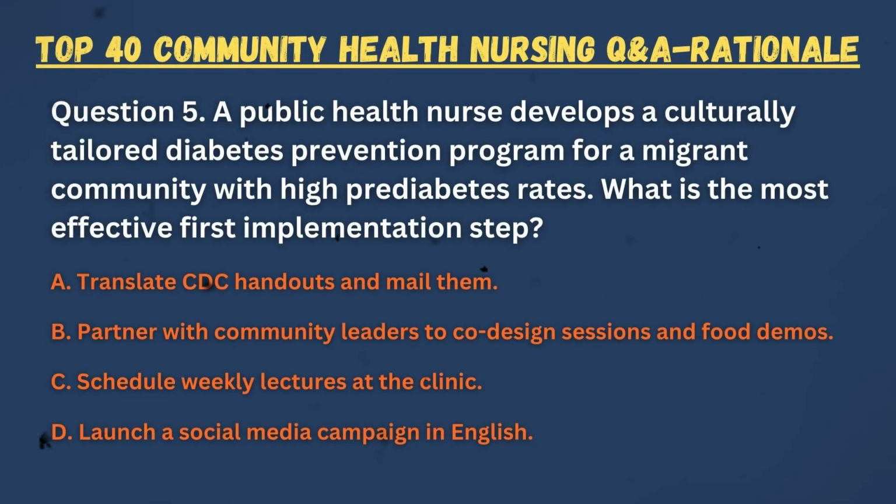Question 5. A public health nurse develops a culturally tailored diabetes prevention program for a migrant community with high prediabetes rates. What is the most effective first implementation step? A. Translate CDC handouts and mail them. B. Partner with community leaders to co-design sessions and food demos. C. Schedule weekly lectures at the clinic. D. Launch a social media campaign in English.